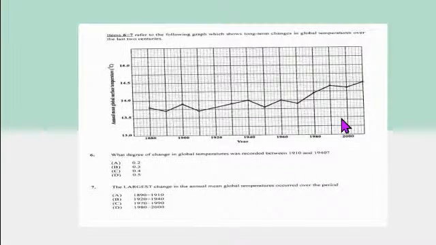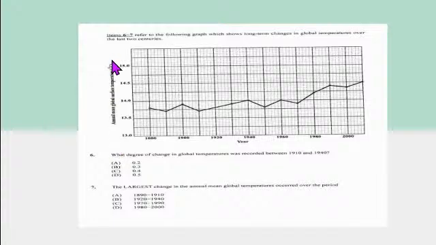So for this question, item 67 refer to the following graph, which shows long-term changes in global temperatures over the last 2 centuries. 6 says, what degree of change in global temperatures was recorded between 1910 and 1940? So this is 1990. So this one would have been 1910, 1920, 1930, 1940. So it is basically asking you from here to here what degree of change took place.